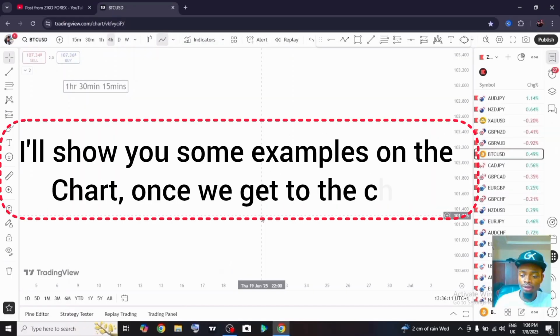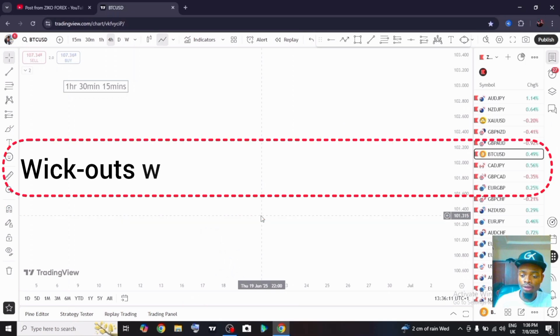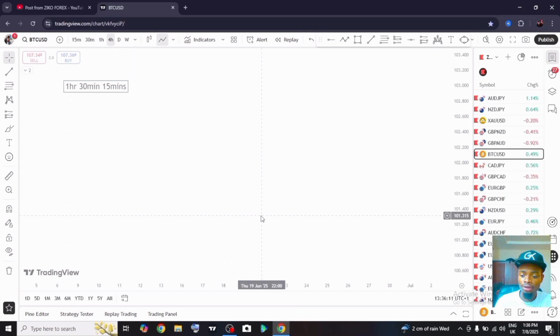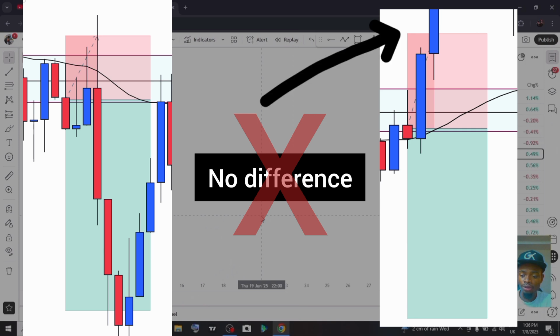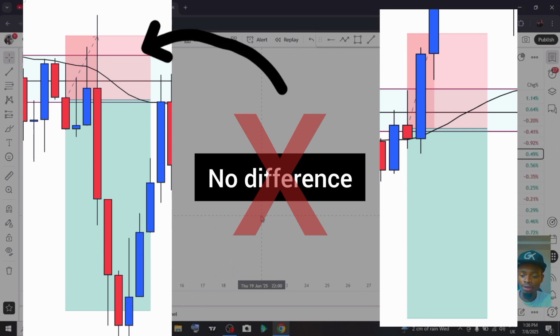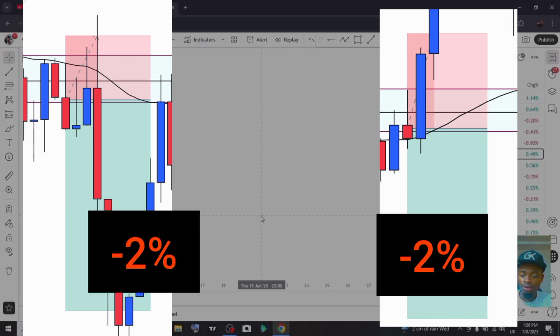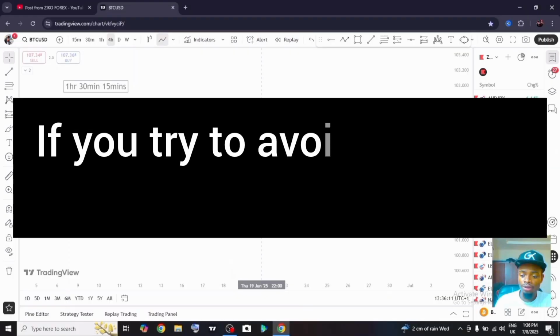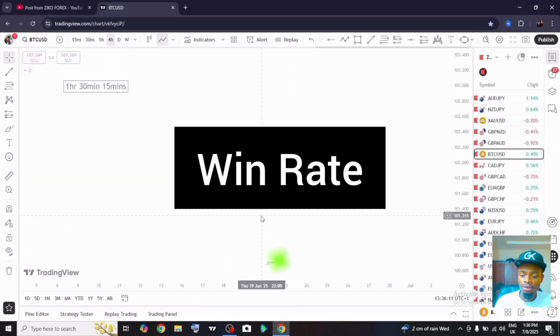I'll show you some examples on the chart when we get to the chart. Because guys, whether you like it or not, wick out is going to affect your win rate drastically. It's going to affect your win rate badly because there's basically no difference between this trade and this trade. This trade hit your SL totally. This trade wicked you out. So it's still the same thing. It's still the same amount of loss you lost on that trade. If you risk 2%, you lost 2% here and you lost 2% here. There's basically no difference. So if you try your best to avoid as much wick out as you can, it will increase your win rate.